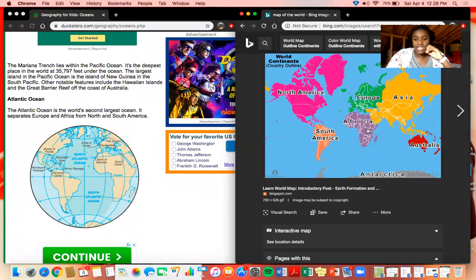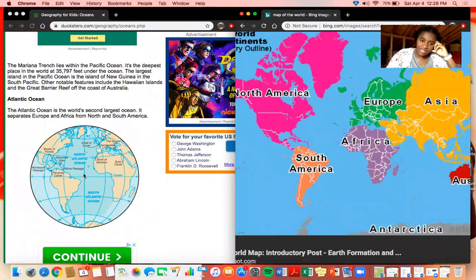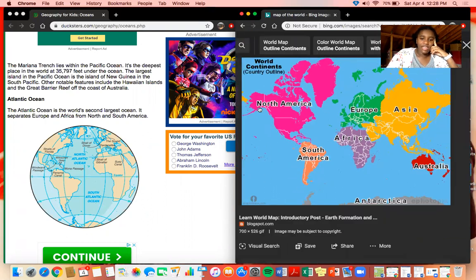Then we have the Atlantic Ocean, and it's this little sliver of ocean right here, if you can see it. It's in between South America, North America, and Europe and Africa. So it's this little sliver right here. So we have the Pacific Ocean and the Atlantic Ocean.